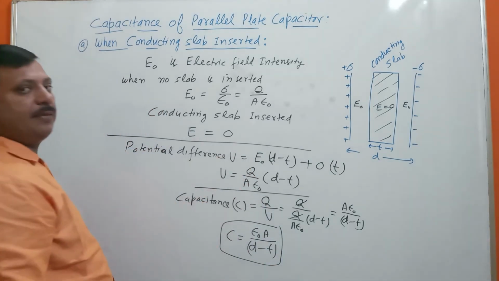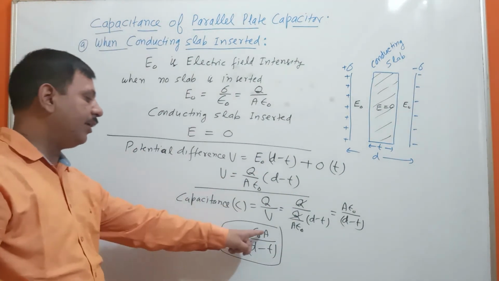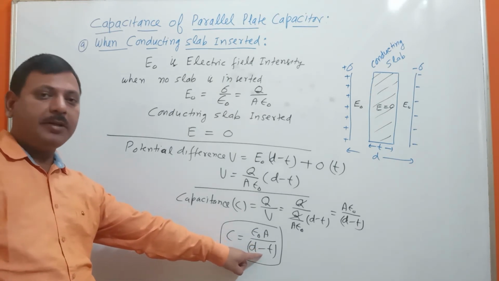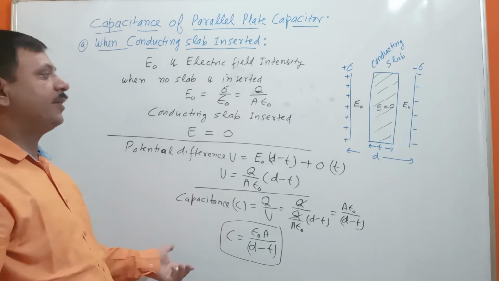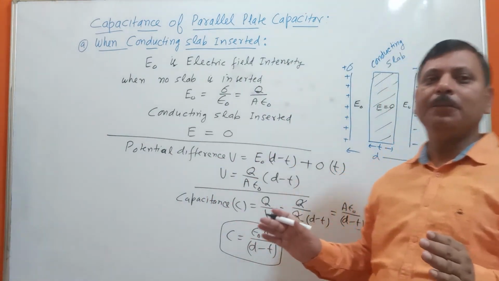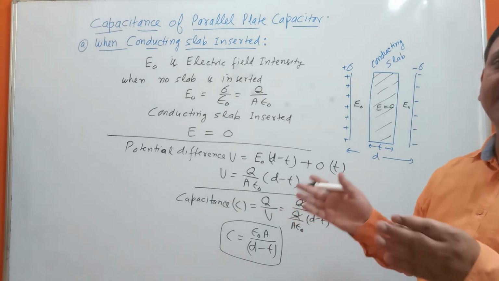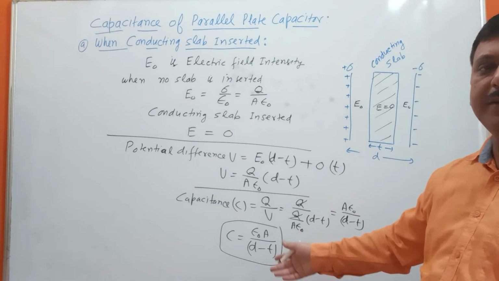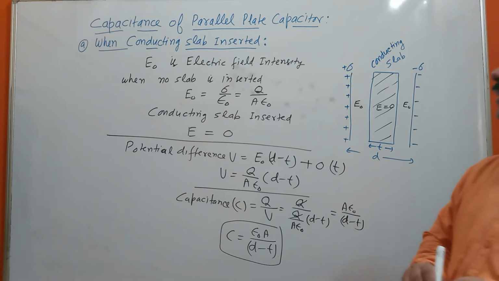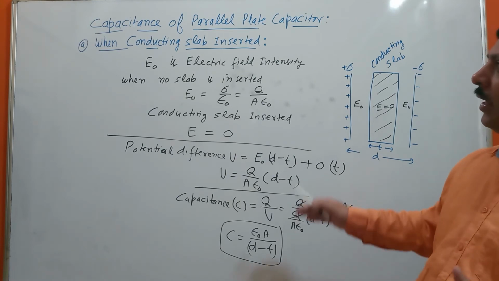So when a conducting slab of width T is inserted, the capacitance becomes epsilon naught A upon (D minus T). You can see here the denominator is reduced, which means capacitance will increase. So when we insert the conducting slab, effectively the distance between the plates changes, D changes to D minus T. That's why the capacitance of a parallel plate capacitor increases.